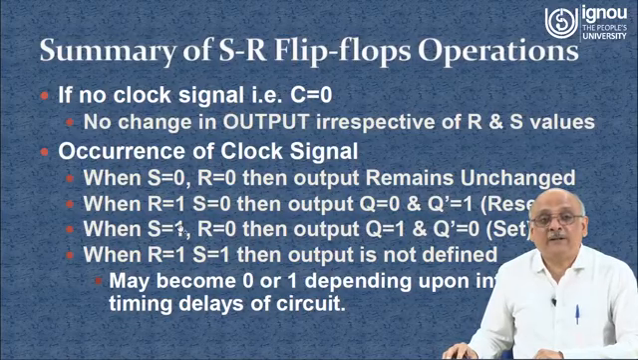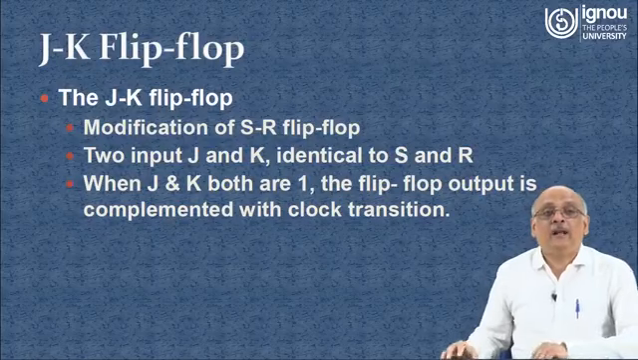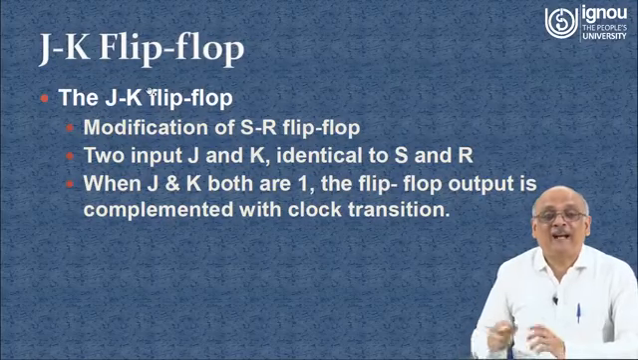When S equals 1 and R equals 0, that is the set state, then output of the flip-flop Q will become 1 and Q bar will become 0. This is called the set state. And when both go to 1, then the output is undefined, may become 0 or 1 depending upon the internal timing delay of the circuit, which we have no control over, and that is why the RS flip-flop or SR flip-flop is not considered for an input R equals 1 as well as S equals 1. So there is a problem with the RS flip-flop.